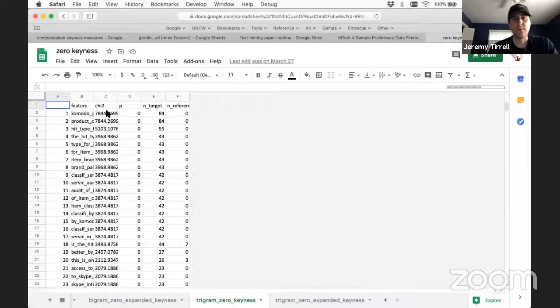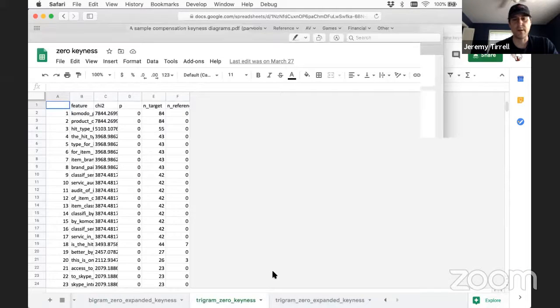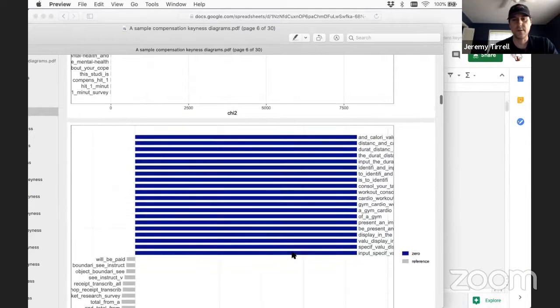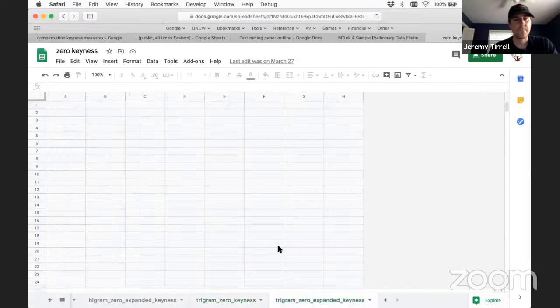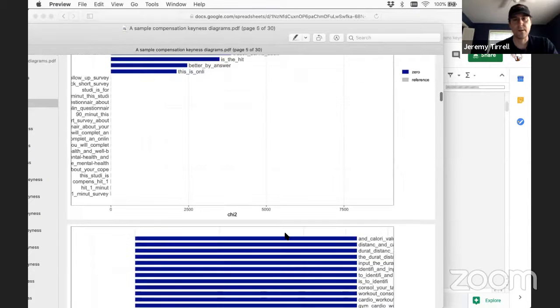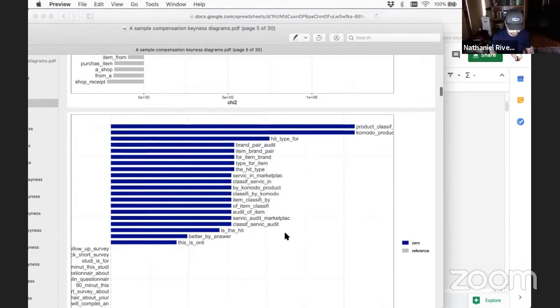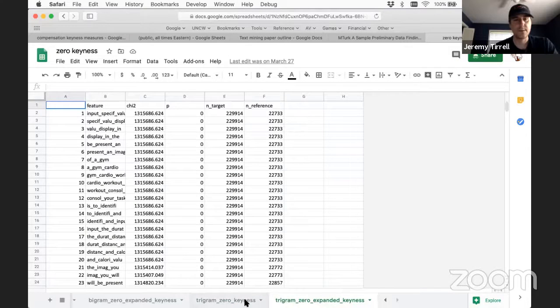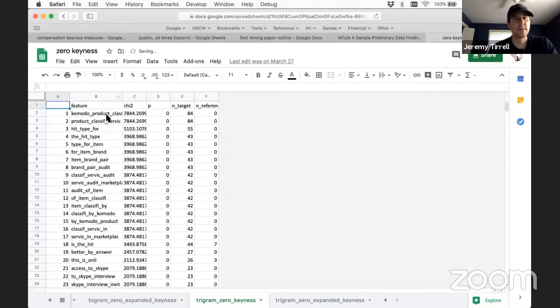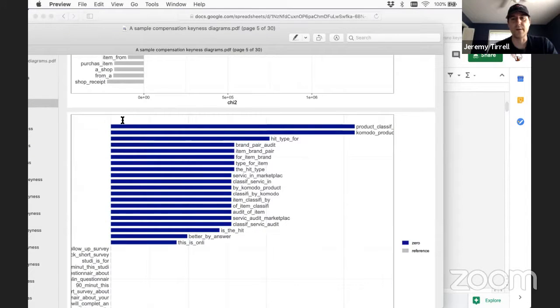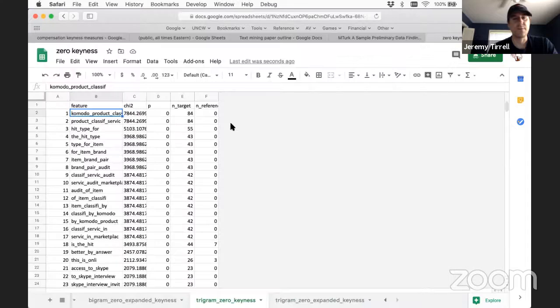So we can just double check it against this sheet. So let's see, we want trigrams 0. Is this expanded? It is. Wait, what am I looking at here? Oh no, it was not expanded. So it's this one, right? Oh, and here's an example, right? These two are tied, and so the diagram lists that as product class and Komodo. If you look at it here, it's actually in the other order because these are technically tied.